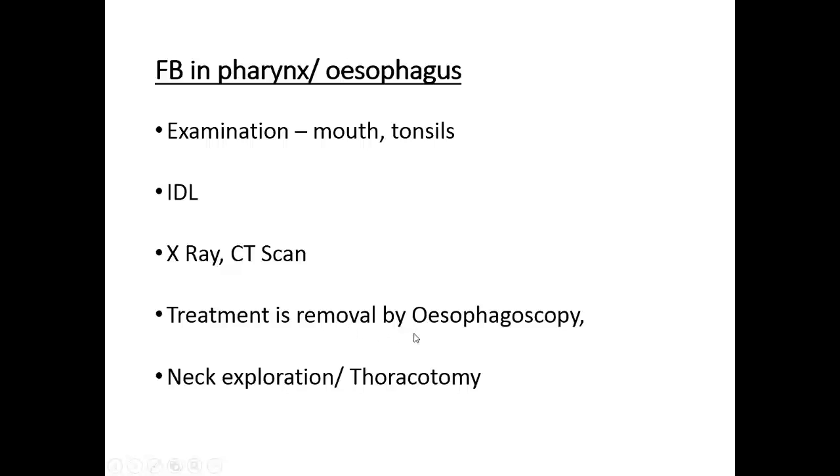Treatment is by removal. If the foreign body has entered the esophagus, you might need an esophagoscope, either a flexible one or a rigid one, depending on the situation. Occasionally the foreign body can penetrate the pharyngeal surface and might lie in the neck tissues or outside the thoracic esophagus, in which case we might need a neck exploration or a thoracotomy to remove the foreign body.